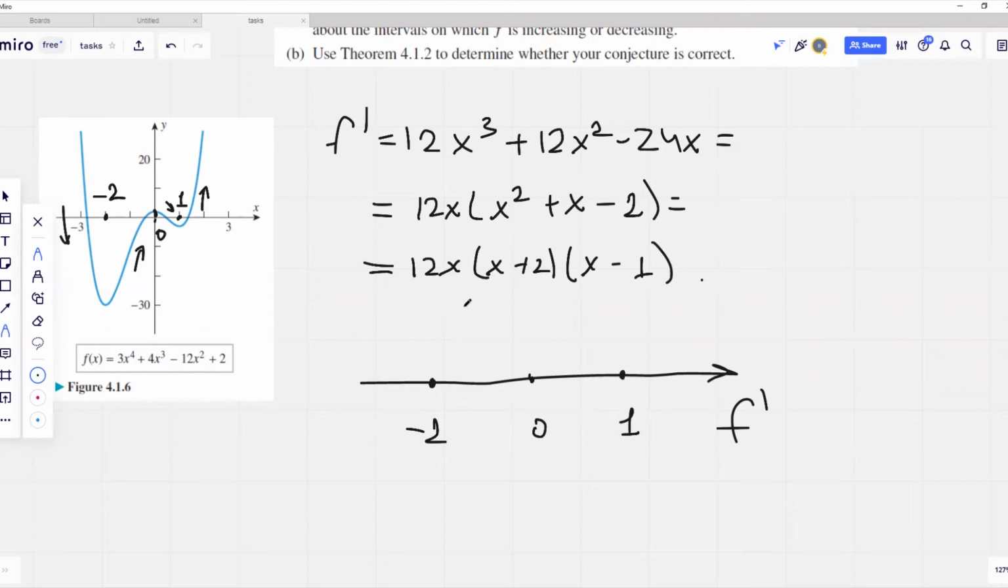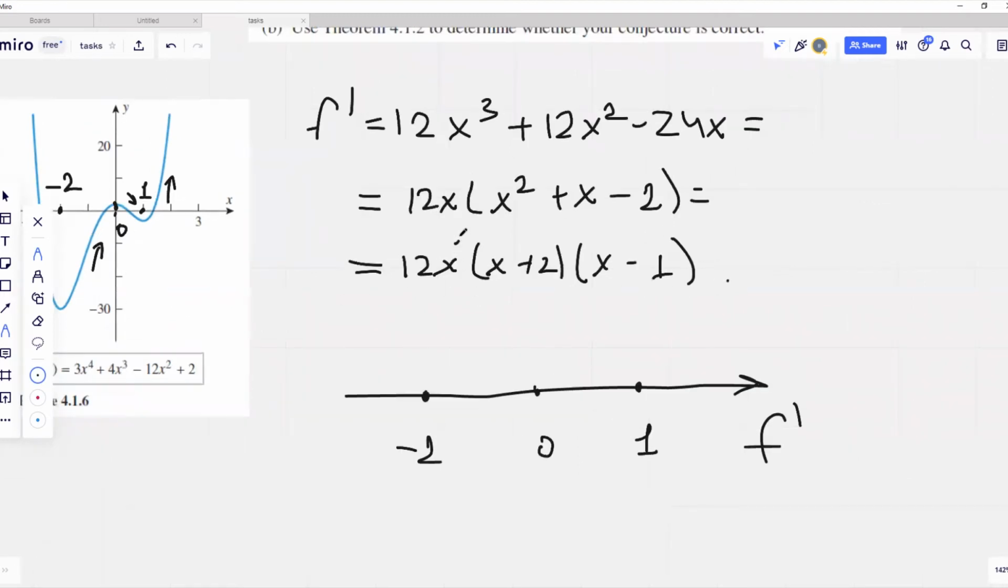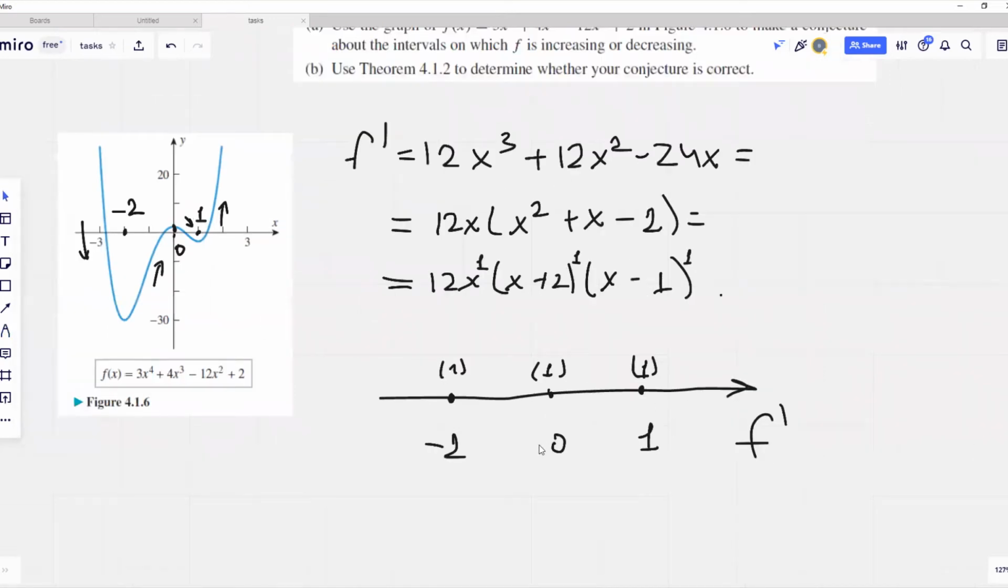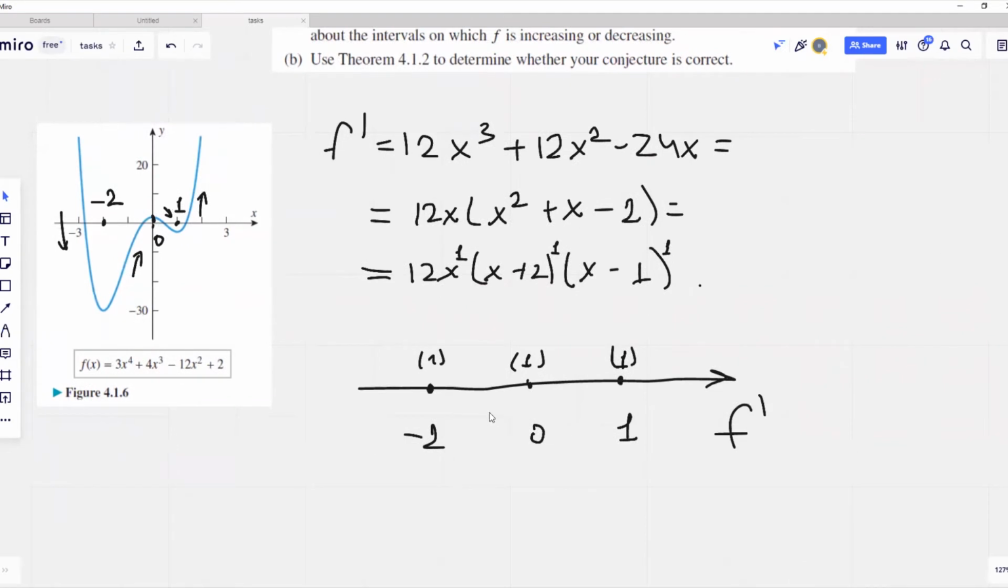Now, all these are simple roots, so their multiplicity is equal to 1. So we have multiplicity of 1 for x is equal to minus 2, multiplicity of 1 for x is equal to 0, and multiplicity of 1 for x is equal to 1. So all these are odd multiplicity, so we are going to use that in a second.